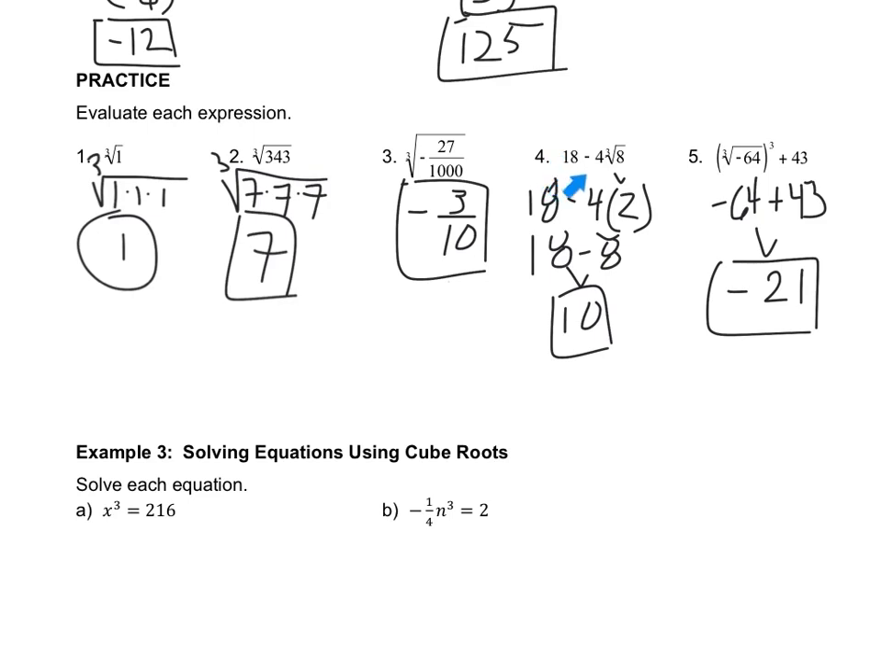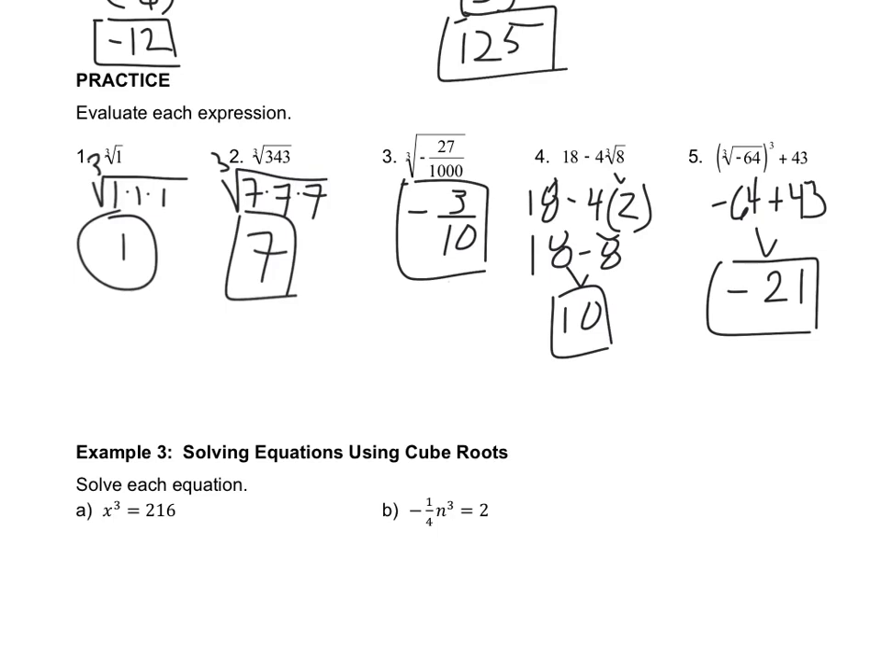Order of operations here. First one would say the cube root of 8 is 2. Then we would take care of this multiplication before we did subtraction to get the 8. Then we can subtract to get the 10. And then over here, notice how I just jumped right to this. I'm not going to waste time saying that this is negative 4 and then doing the cube. We know that these two operations undo each other to get right to the negative 64, and then I add 43 to get negative 21.